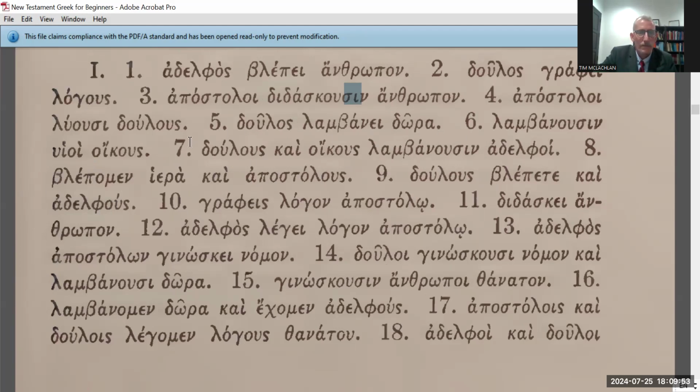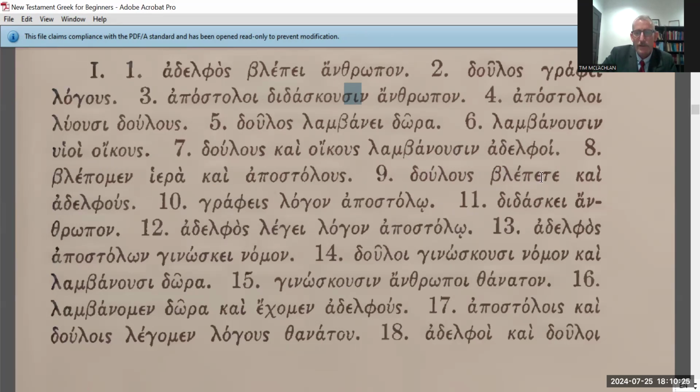Let's just get to number 9. Sorry. So dulus blepete kai adelphus. So dulus, we now know this is accusative, so that's not the subject. Blepete, that's the second person plural of to see.